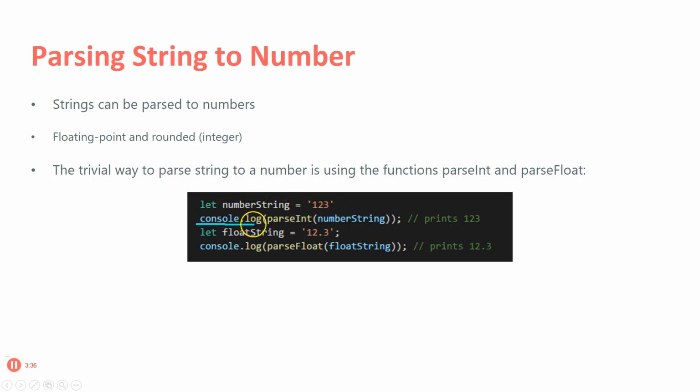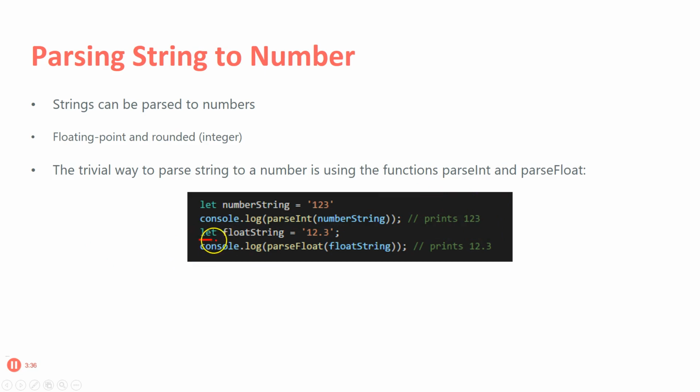Then what I'm printing on my console, I say console.log, and I'm printing parseInt, and here I parse the string. So parseInt is a function which receives a string and returns an integer data type, and it's printing 123.